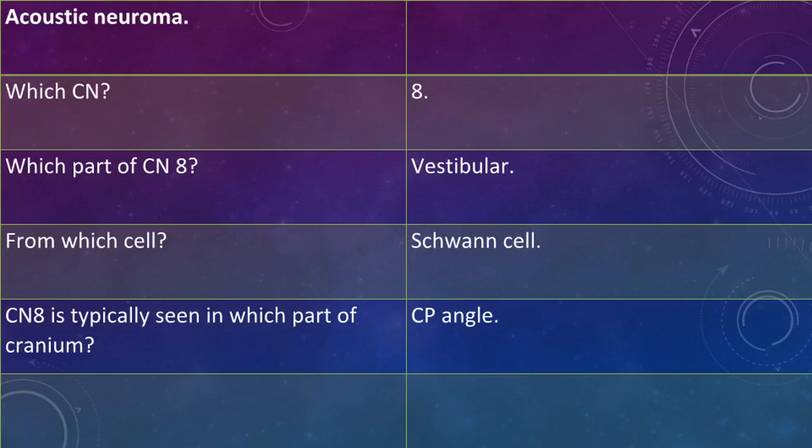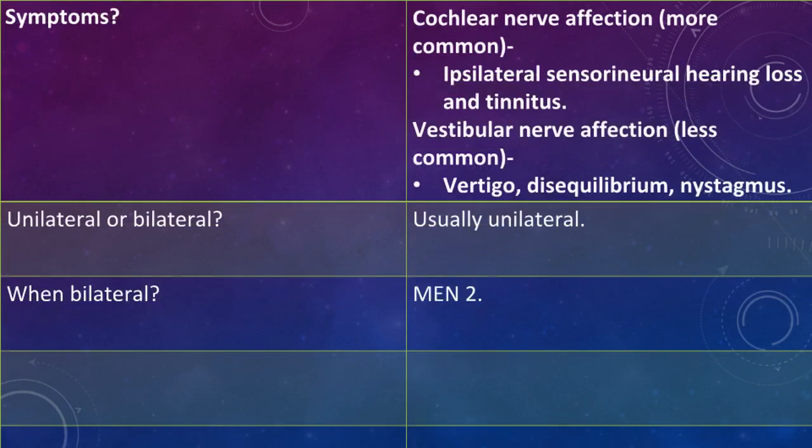Acoustic neuroma. Which CN? 8. Which part of CN 8? Vestibular. From which cell? Schwann cell. CN 8 is typically seen in which part of the cranium? CP angle. Symptoms? Cochlear nerve affection, more common: ipsilateral sensorineural hearing loss and tinnitus. Vestibular nerve affection, less common: vertigo, disequilibrium, nystagmus. Unilateral or bilateral? Usually unilateral.